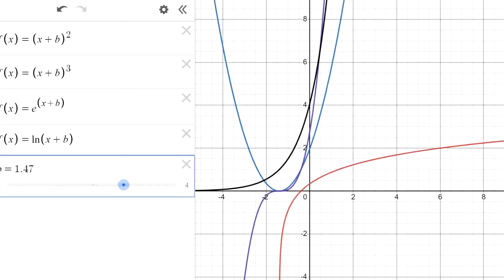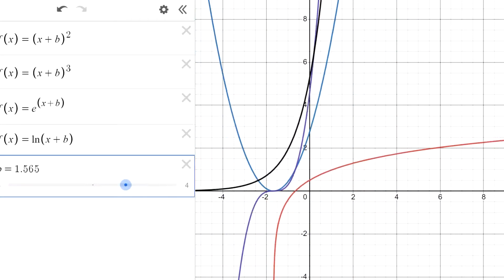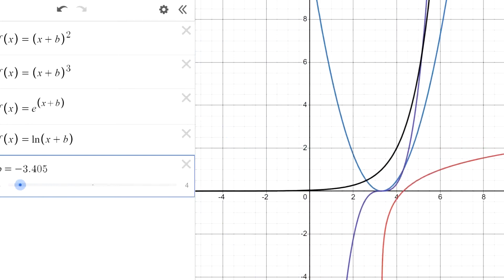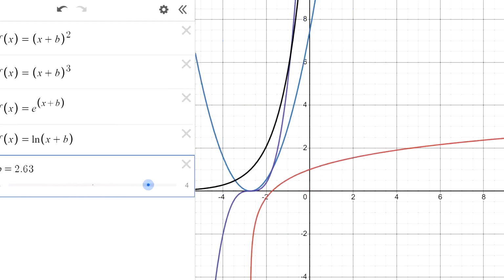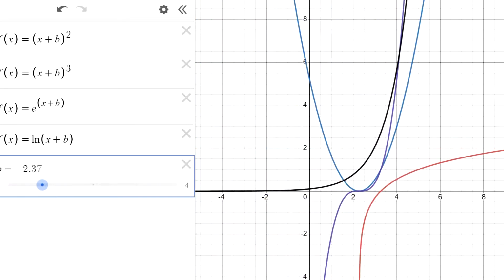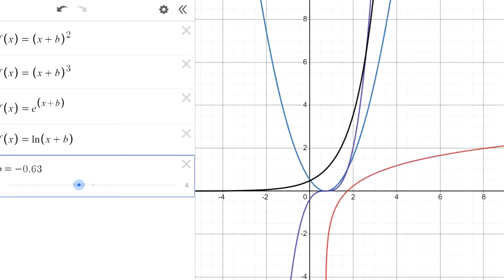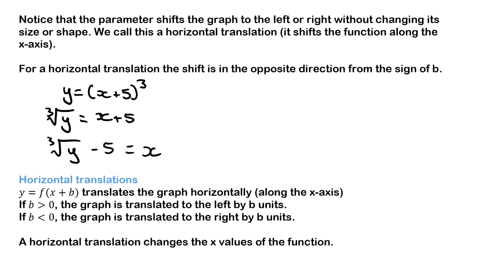As b becomes increasingly positive or larger, the graphs shift towards the left. As b becomes increasingly smaller towards the negatives, the graph shifts to the right. You may have noticed that as b got bigger or more positive, the graph went to the left towards the negatives. The reason for this can be seen on the screen. If you make x the subject, the b value is a negative, hence why it goes towards the negatives.